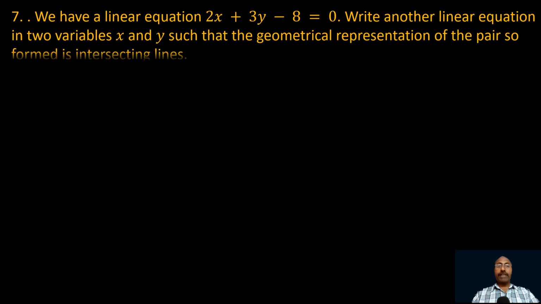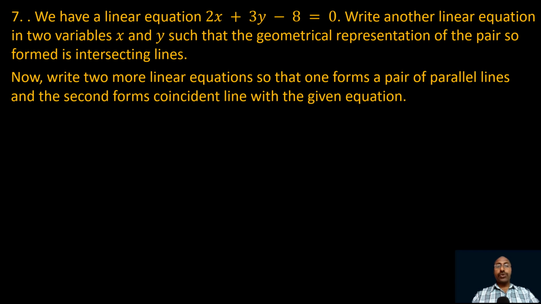We have a linear equation 2x plus 3y minus 8 equals 0. Write another linear equation in two variables x and y such that the geometrical representation of the pair so formed is intersecting lines. And now write two more linear equations so that one forms a pair of parallel lines, and the second forms a coincident line with the given equation.